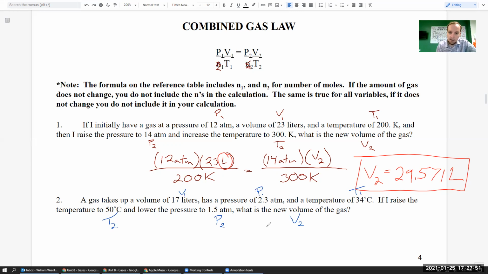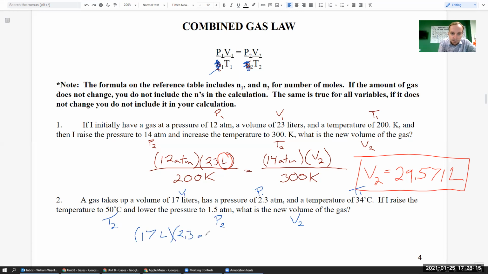in that we're looking for the second volume, and again, they make no mention of the moles. So again, I'm going to leave those moles out of the equation entirely. There's no point in putting the number in if it doesn't change. Okay, so let me go ahead and plug this in. I'm going to put my V1, which is 17 liters, next to my P1.